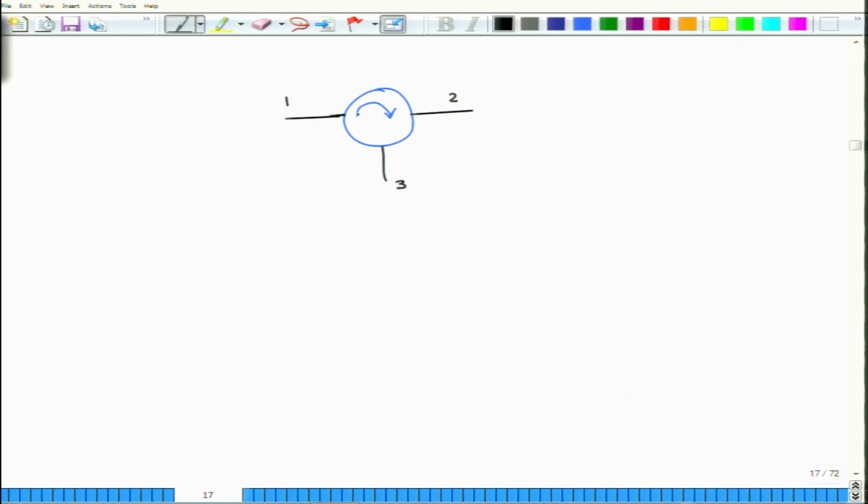The direction of the arrow goes from 1 to 2, and then it continues in this manner, so it goes from 2 to 3. This circulator is a very important device in what are called optical add-drop multiplexers. What is an optical add-drop multiplexer? Suppose I have signals coming in from 3 different channels, call them channel 1, channel 2, and channel 3. What this circulator does is take these signals from port 1 to port 2, not to port 3.